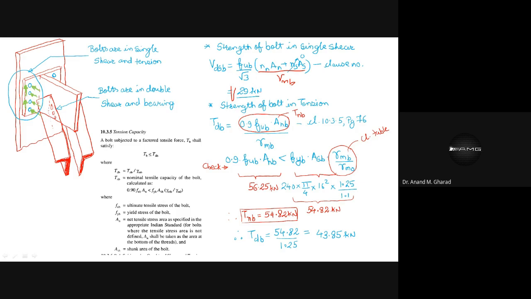Okay, that is 29. Similarly, you can calculate VDPB. For VDPB, you will have to assume certain things. Those you are free to assume, like the pitch distance.